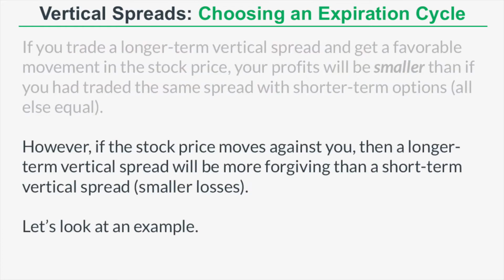Now, on the other hand, if the stock price moves against you, then a longer-term vertical spread will be more forgiving than a short-term vertical spread, which means you'll just typically have smaller losses in that longer-term spread. Now, let's take a look at an example to show you exactly what I mean.